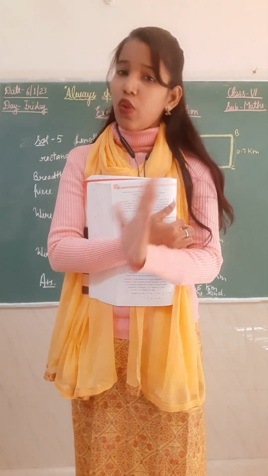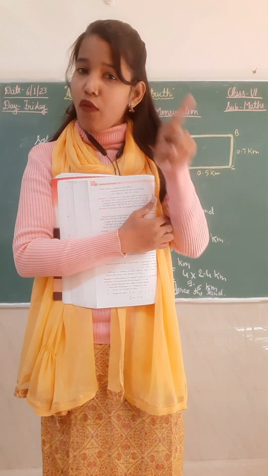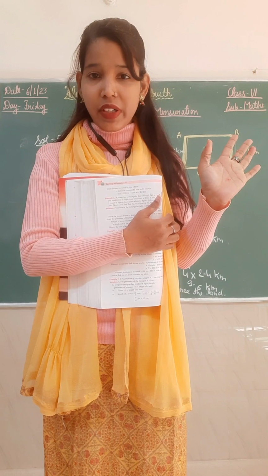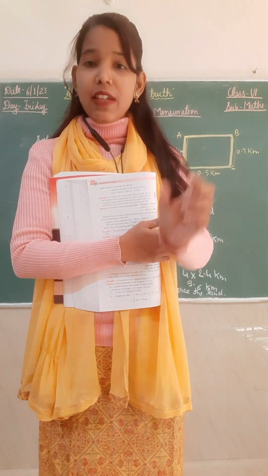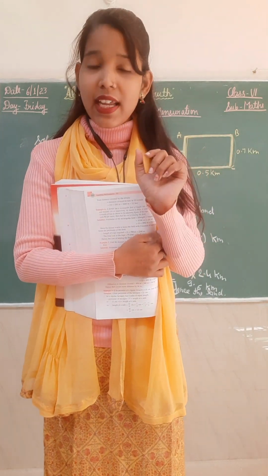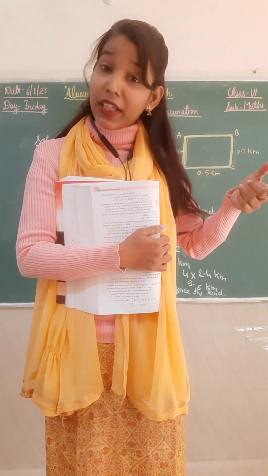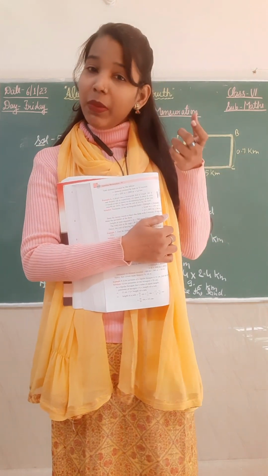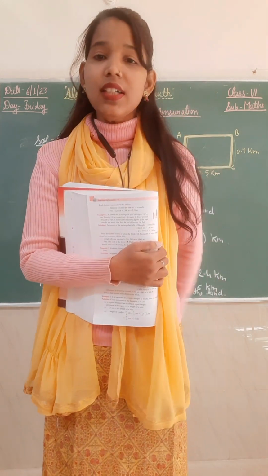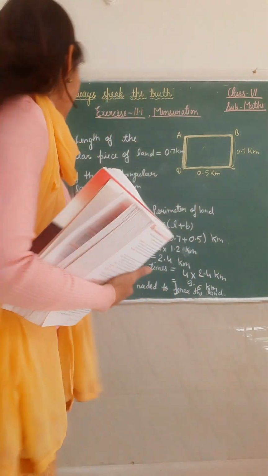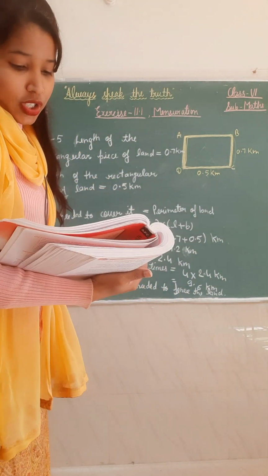We all know that perimeter is the sum of all three sides, right? Two sides are already given, perimeter is already given. That means firstly we will find the sum of two sides, and then we will subtract the sum of two sides from the perimeter, and then we will get the third side. This question I think is very easy. So look how to do it. Question number 7.